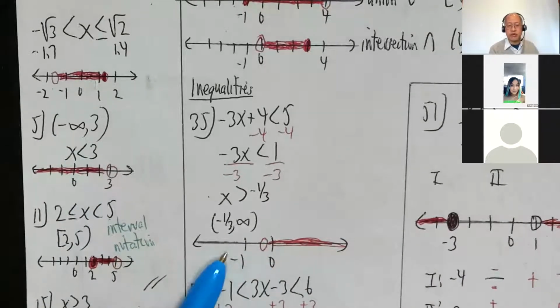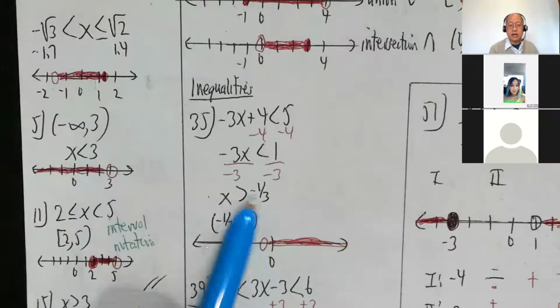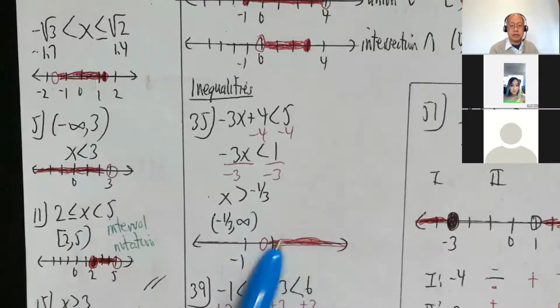Okay, so -1/3. So here's 0, here's -1. So roughly -1/3 is like that. And greater than means I shade on this side.